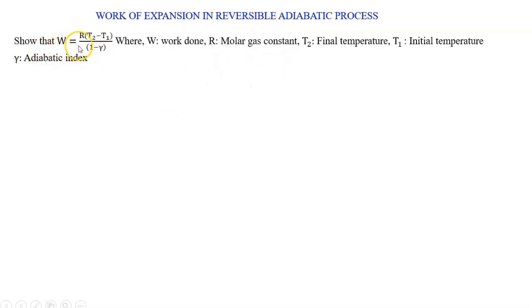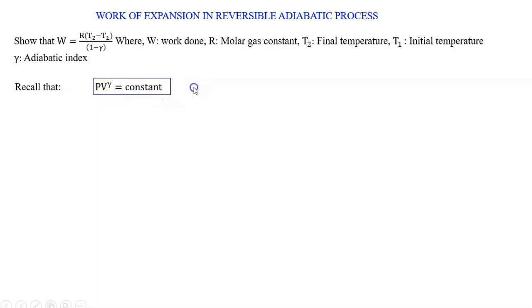In a reversible adiabatic process, show that W is equal to R times bracket T2 minus T1 all over 1 minus gamma, where W is work done, R is the molar gas constant, T2 is the final temperature, T1 is the initial temperature, gamma is the adiabatic index. Recall that PV to the power of gamma is equal to constant.